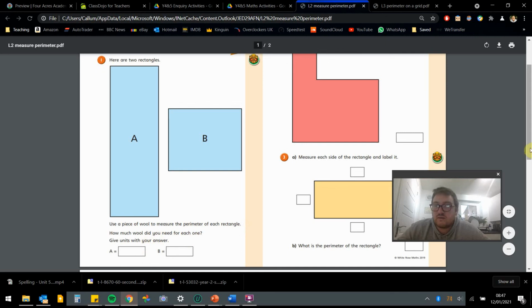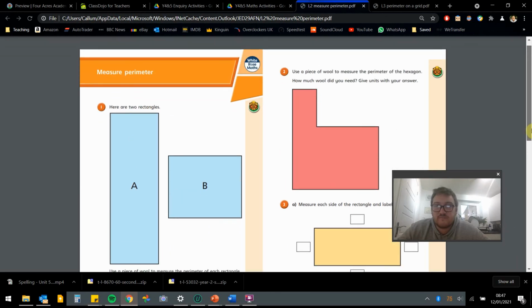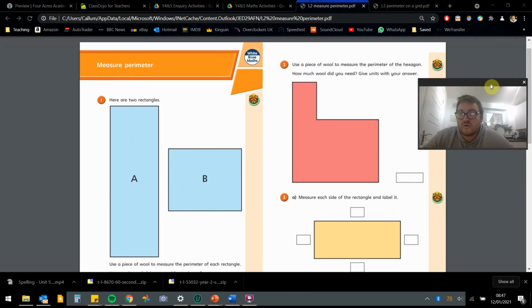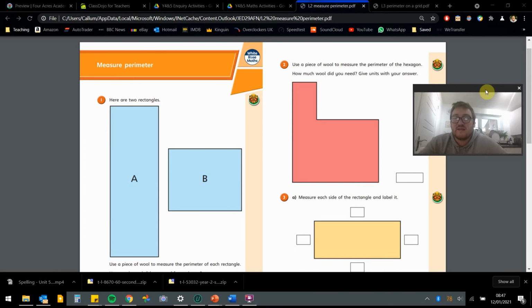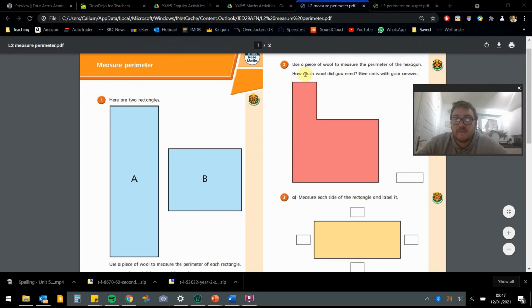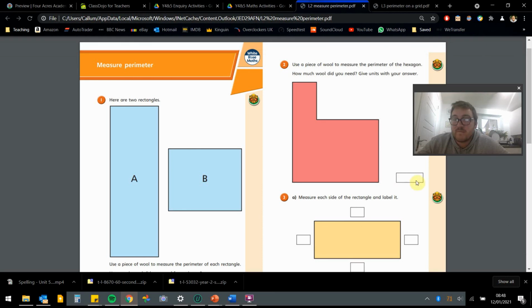So that's question 1. Question 2, you're sticking with the wool or string idea. You could even use a shoelace if you didn't have any wool or string. Use a piece of wool to measure the perimeter of the hexagon. How much wool did you need? Give the units to your answer. So units, really important, guys. You might use millimeters or centimeters, but make sure whichever one you use is the same one you measured with. Because a 1 millimeter square is very different to a 1 meter square.